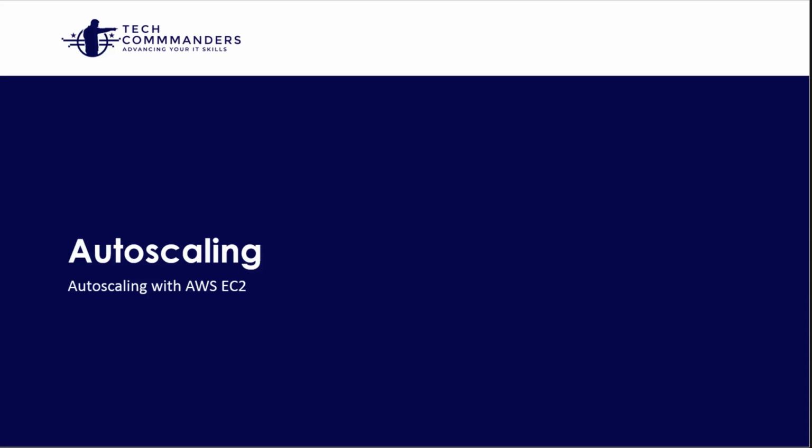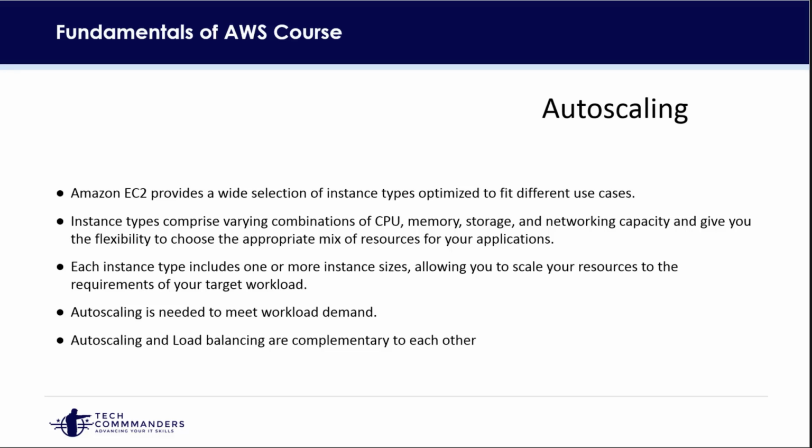Auto scaling. Let's talk about auto scaling with EC2. Now, auto scaling is, of course, going to be used to ensure that we can meet our target workload requirements. Auto scaling is going to increase or decrease the number of available instances per any policies that we set. Auto scaling is really needed to meet that workload demand.